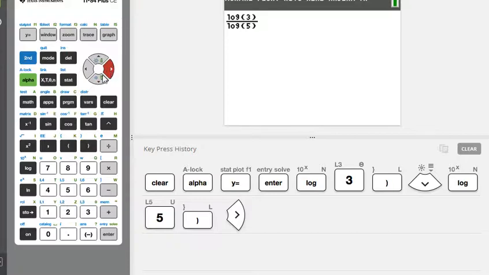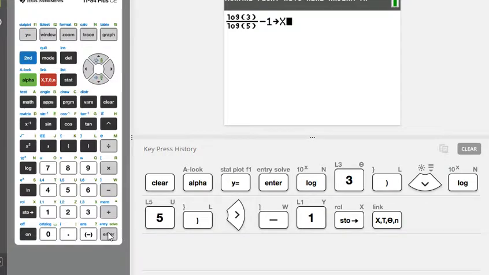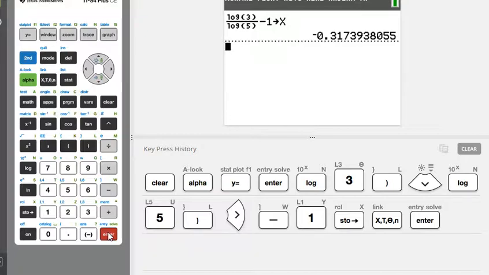What else do I need here? Minus 1. Good. And then while I've got it here, let's hit the store key. Store that in X. So it's going to do two things for me. One, it's going to give me the value. And two, it's going to let me check my work. So is everyone able to get about negative 0.3174? Okay. All right, so our answer is about negative 0.3174, but I want to check it.